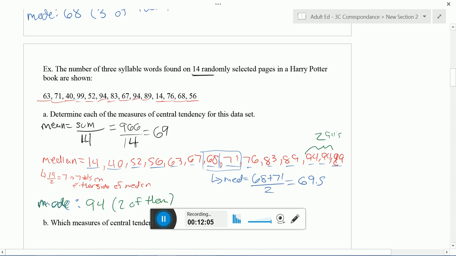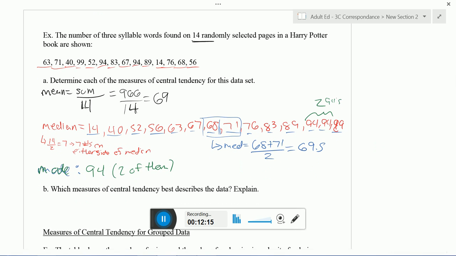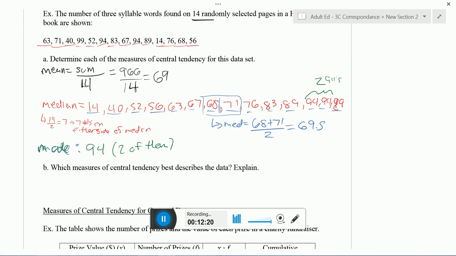So this is an example of what I was talking about. The mode may be one of the bigger numbers. It doesn't necessarily have to be in the middle. We still call it a measure of central tendency, even though it's one of the bigger numbers. Which measure of central tendency best describes the data?